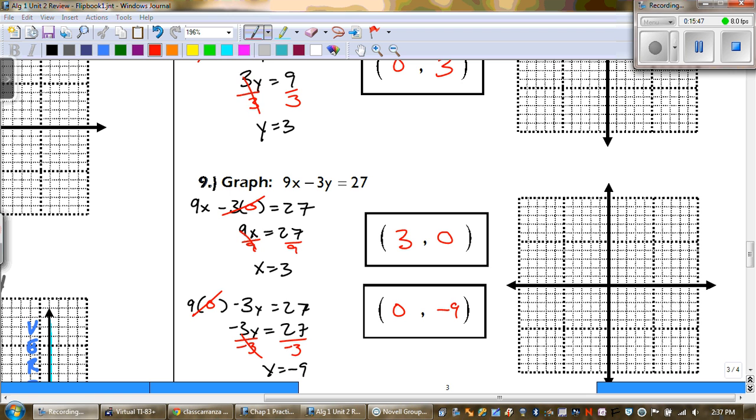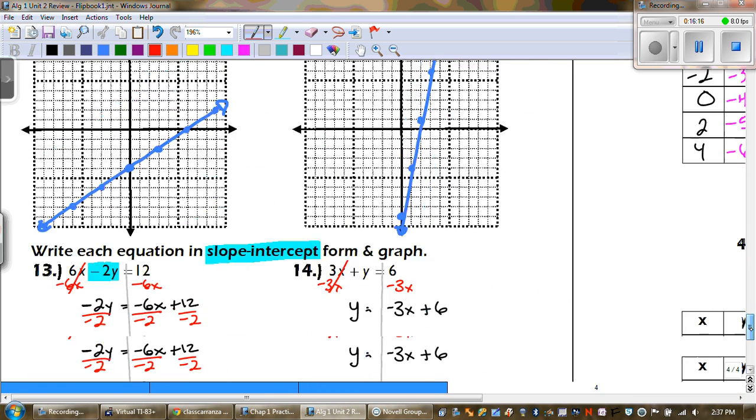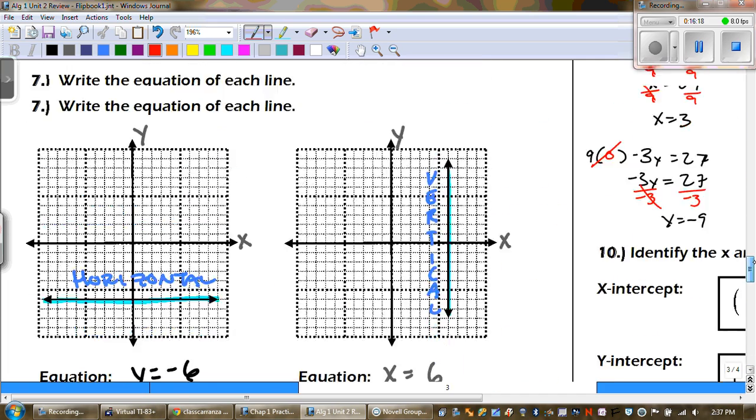Okay, now those are your 2 points, and I'm going to go ahead and graph those. I got 3, 0, and 0, negative 9. And now that I've got those, I'm going to draw my line. And there you go. So that was page 5. Now, page 6 was the one that we already did over here. Once again, I'm sorry that I confused you guys.